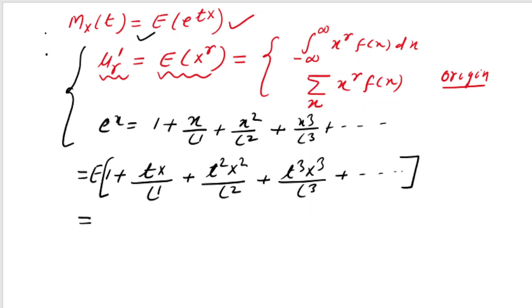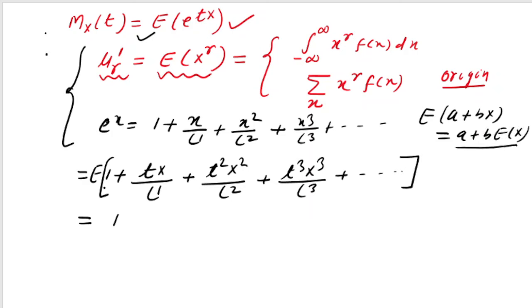Now there is a property of expectation. I hope you know that, but if you don't know, just look at this. The expectation of this thing can be written as 1, and let me write that we have seen this property that expectation of a plus bx is equal to a plus b times expectation of x. This we have seen earlier.